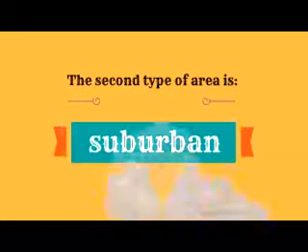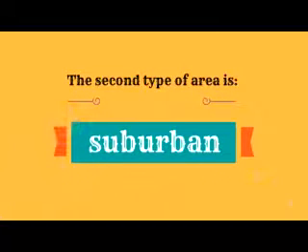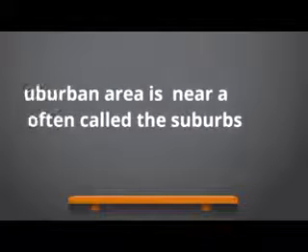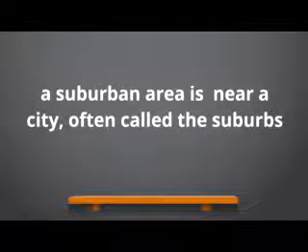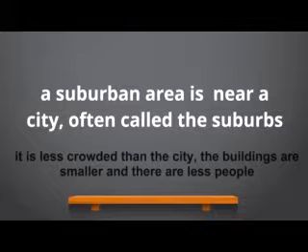The second type of area is suburban. Suburban areas. A suburban area is near a city, and it's often called the suburbs. It's less crowded than the city. The buildings are smaller. There are less people than are in the urban areas.